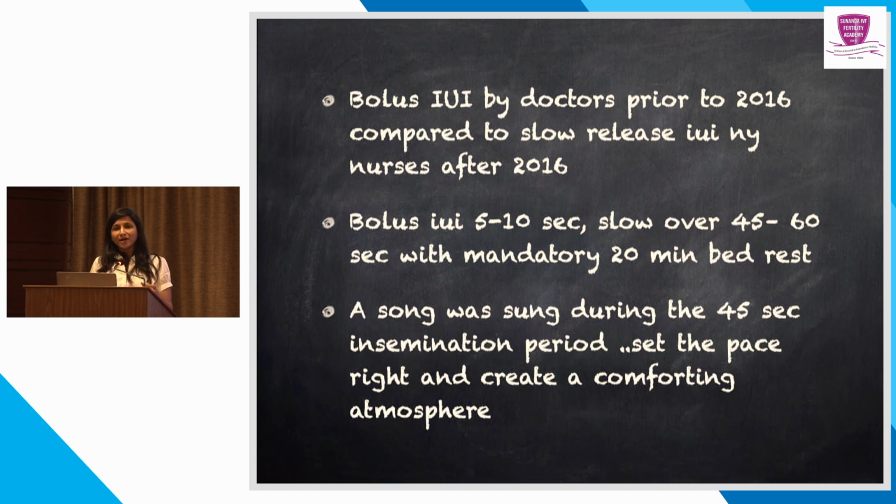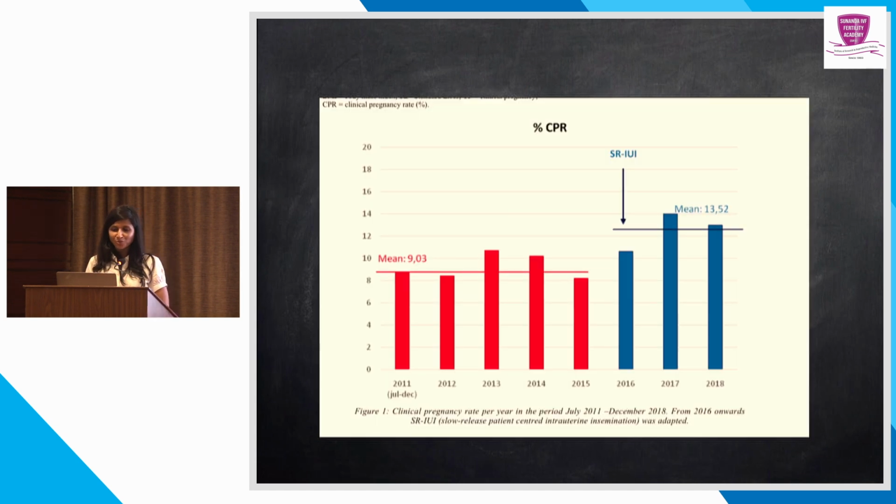So bolus IUI in 5 to 10 seconds versus slow over 45 to 60 seconds with 20 minutes of bed rest had improved outcome in terms of IUI success rate. They typically have a song sung when they are doing IUI, and the midwife will put the IUI sample very slowly, over a period of 45 seconds, and that will create that atmosphere better and that will improve. They actually had that data that after 2016, with slow release IUI, the success rates were better.